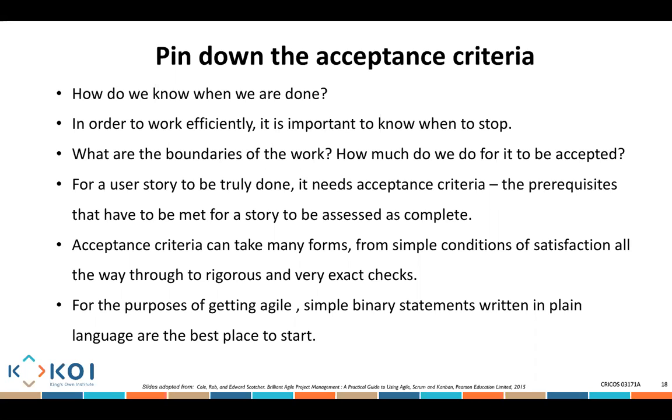Acceptance criteria can take many forms. It could be simple conditions of satisfaction all the way through to rigorous and exact checks. We can see we need to check that this is done, this is done, this is done. But the simple way you can write acceptance criteria is in a simple binary statement, in plain language. If the user is able to log in on the system and create an account, then we consider this user story to have been completed. That is what we call a simple binary statement. If this happens, then that happens. That's an approach you can use to decide whether a user story is complete.